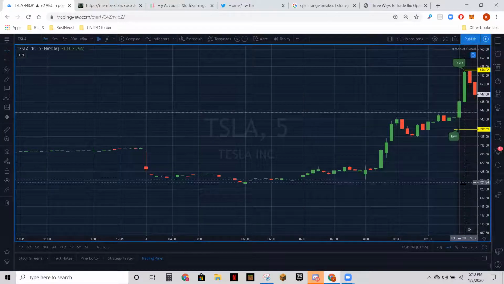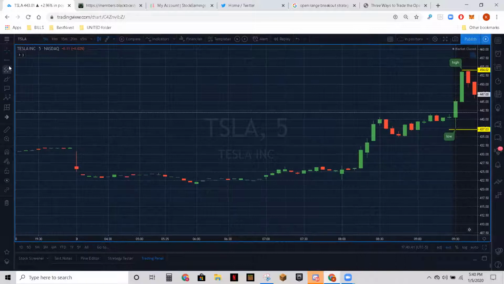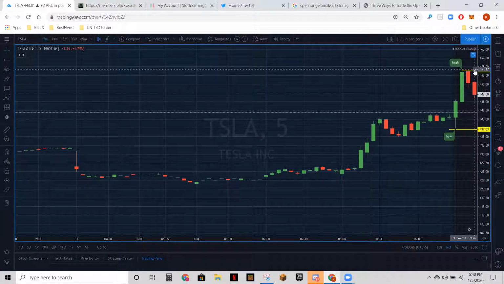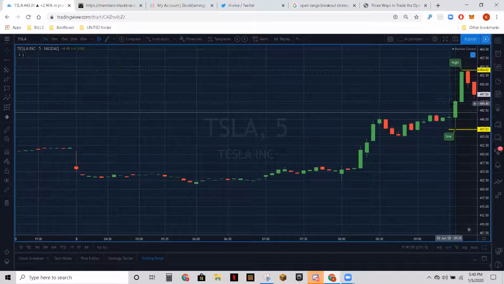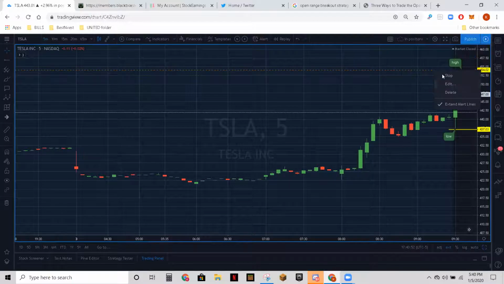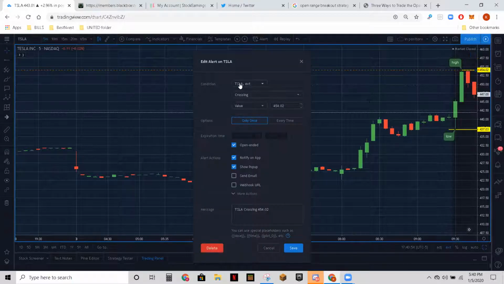All right, now you can just wait, and you can even set alerts. So whatever platform you're using, you can set alerts here. So I would set alerts. Add alert on Tesla. So now anytime this is breaking up, I'm going to get an alert that Tesla's crossing up 454.02. And I know that when that signal comes, boom, I'm entering position.